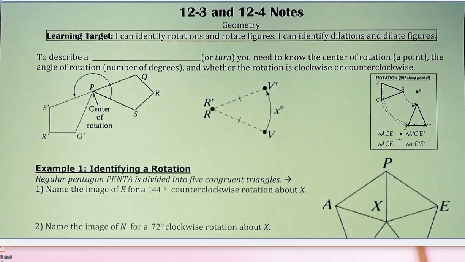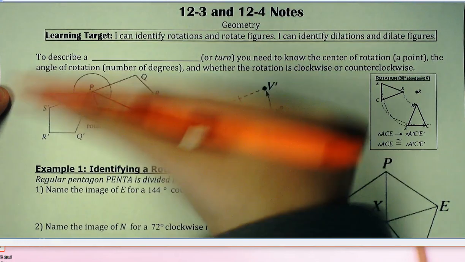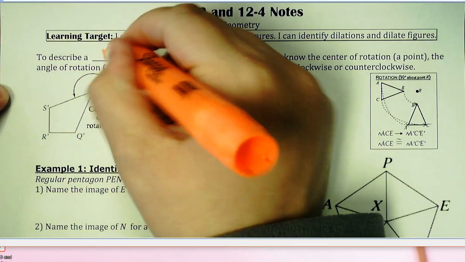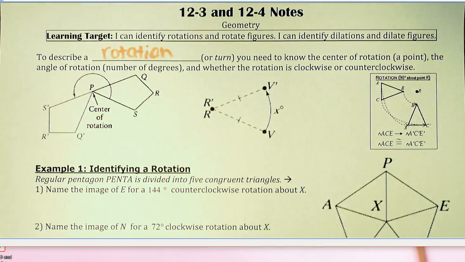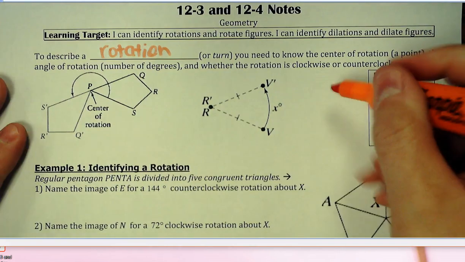Today we're going to talk about rotations and dilations, and we're going to start with rotations first. So to describe a rotation, also sometimes called a turn, you need to know the center of rotation. We're just going to use the origin for our purposes, and then the angle of rotation, that's going to be a number of degrees, and whether the rotation is clockwise or counterclockwise.